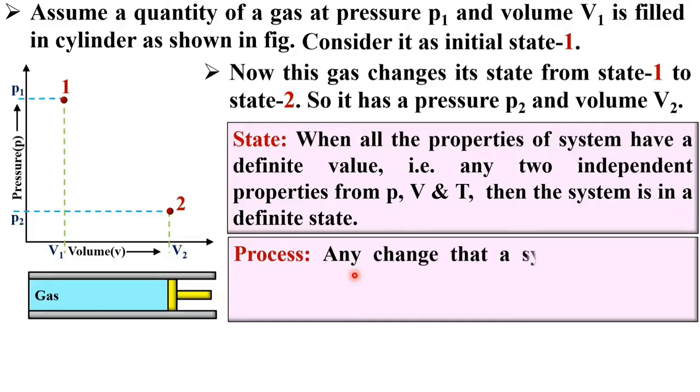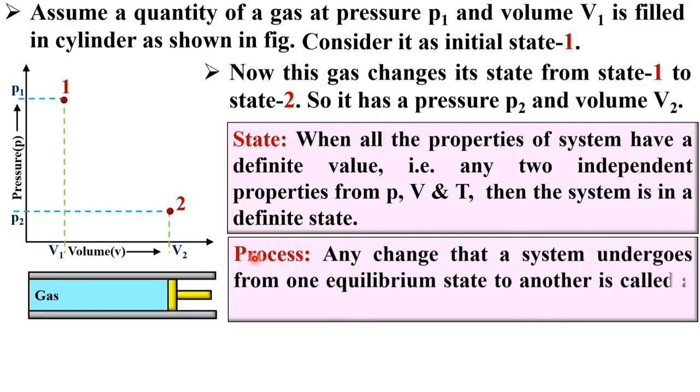Now next one, process. Any change that a system undergoes from one equilibrium state to another is called a process. So in this figure you can see the system undergoes a change from one equilibrium state 1 to another equilibrium state 2. So this is called the process 1-2.